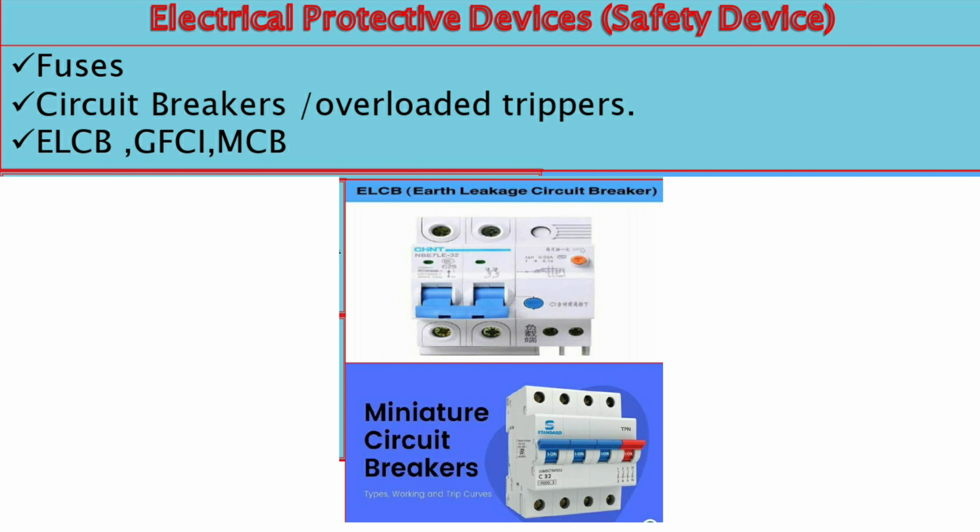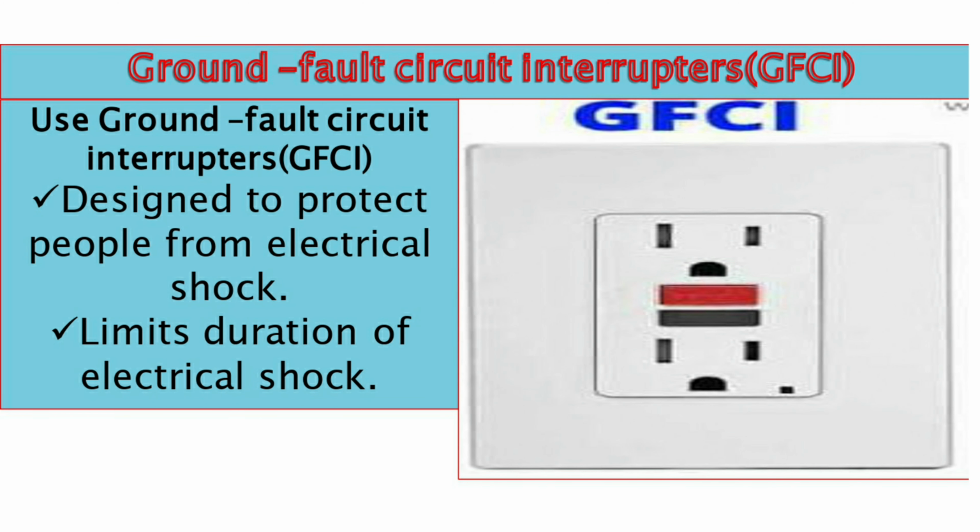Electrical protection devices, safety devices: fuses, circuit breakers, and overload trippers. ELCB, GFCI, MCB: earth leakage circuit breaker, miniature circuit breaker. Use ground fault circuit interrupters, GFCI, designed to protect people from electrical shock. It limits the duration of electrical shock.